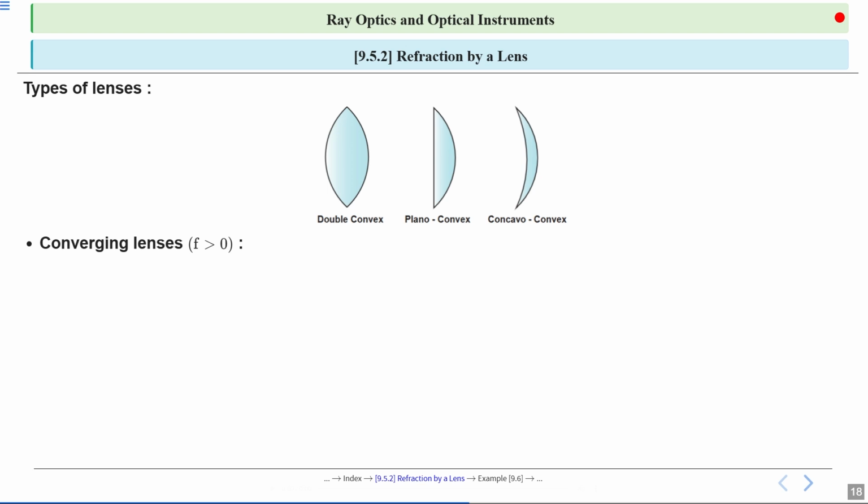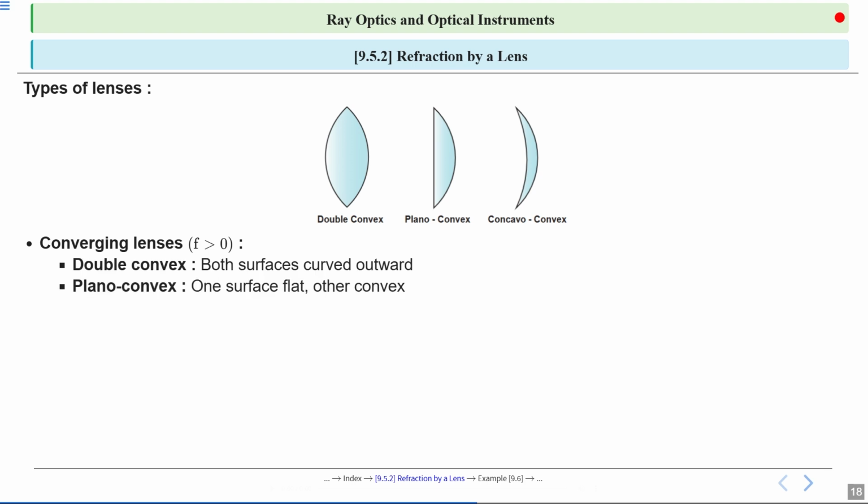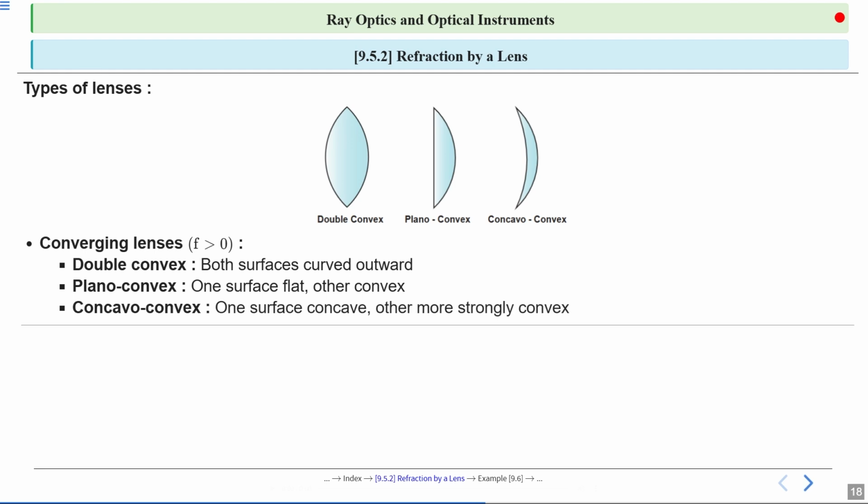A convex lens is also called a converging lens, where focal length is positive. Focal length for a convex lens is positive and for a concave lens is negative. Double convex lens: both surfaces curved outwards. Plano-convex lens: one surface is flat, one is convex. Concavo-convex: the first surface is concave and the second surface is strongly convex. Strongly convex means it is more curved than the other surface.